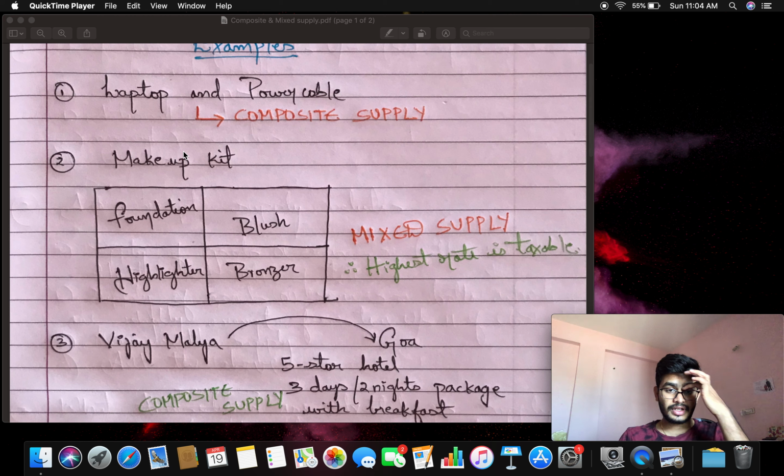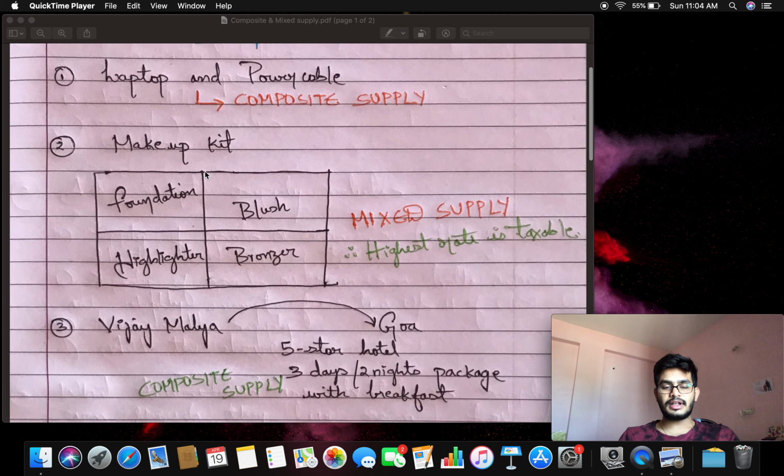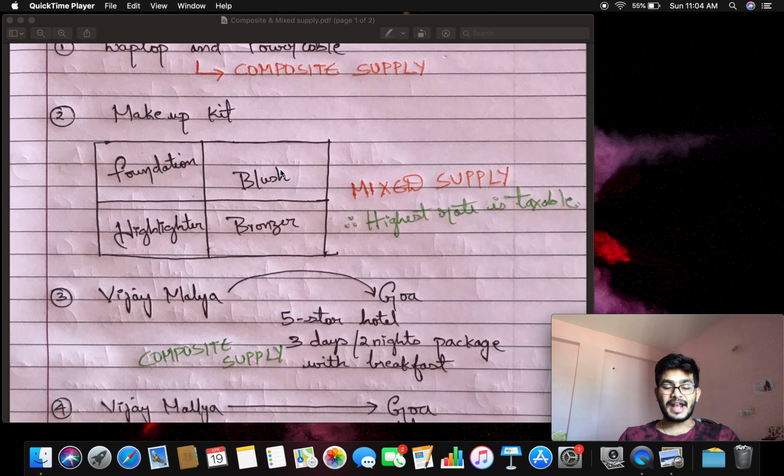For example, I have bought a makeup kit for my friend's birthday. In that makeup kit, there is foundation, blush, highlighter and bronzer. See, is this naturally bundled or artificially bundled? These supplies are artificially bundled. If it is artificially bundled, then it is a mixed supply. That is nothing but the highest rate is taxable. For example, for foundation 5%, for highlighter 12%, for bronzer 18%, and for blush 28%.